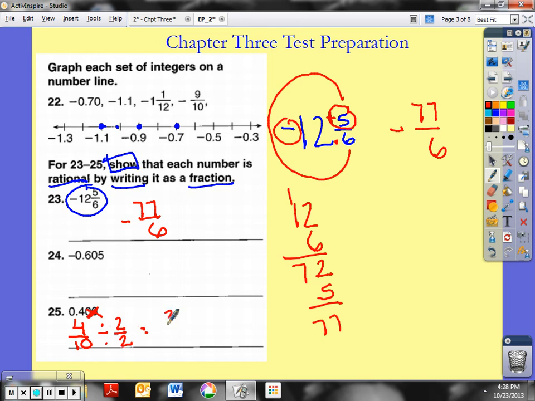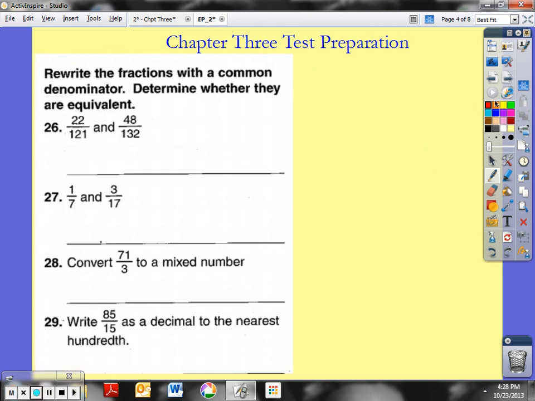4 divided by 2 is 2. 10 divided by 2 is 5, so I have 2/5. Okay, you have to listen to my voice for a little bit longer. Rewrite, there's my verb, rewrite the fraction with a common denominator. Determine, there's my verb, determine whether they are equivalent, which is just a fancy word for equals.